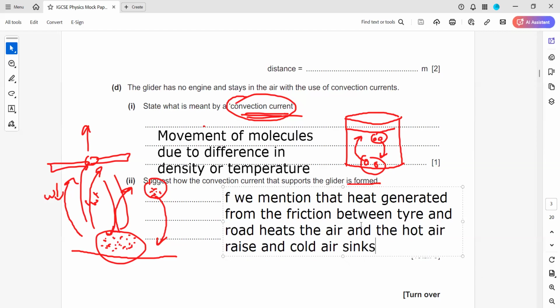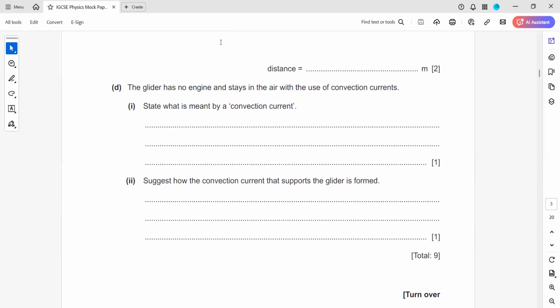So which point will score the mark for you? Heats the air and hot air rises. It should be rise here. And the cold air sinks. This is what will score the mark because it's one mark. If it was 2 marks, then the whole procedure should be written. How it becomes hot is not the reason; we don't have any marks for that. The only marks distribution is for the difference in density.